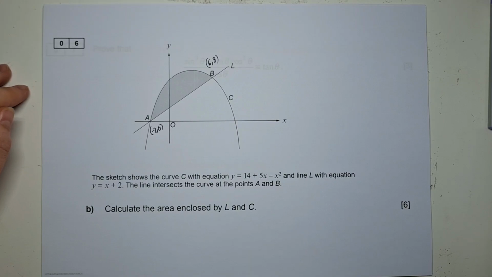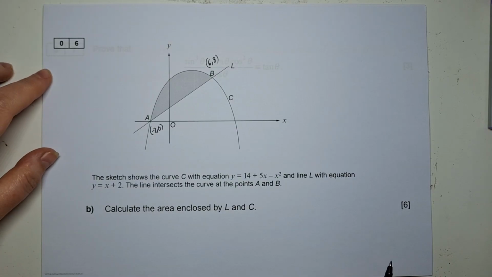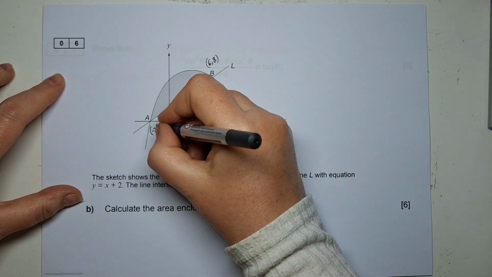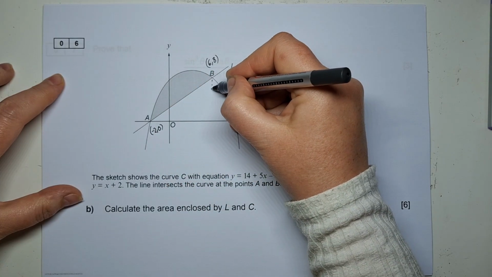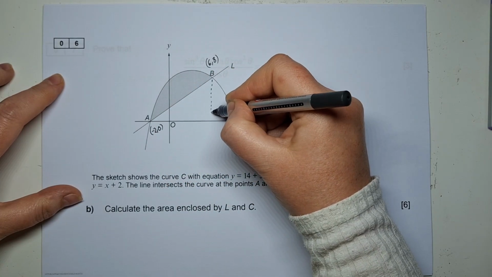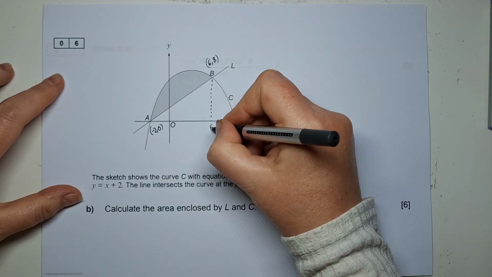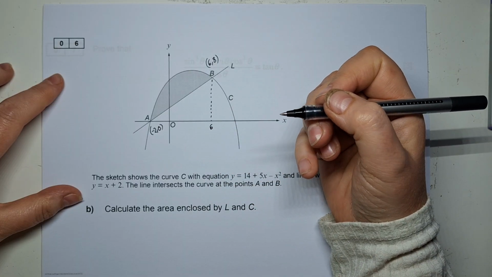Okay, part B, same diagram. Calculate the area enclosed by L and C. So that's the bit that they've shaded in. Our coordinates are marked on. If I draw that line dotted down there, we can then see what we're doing.